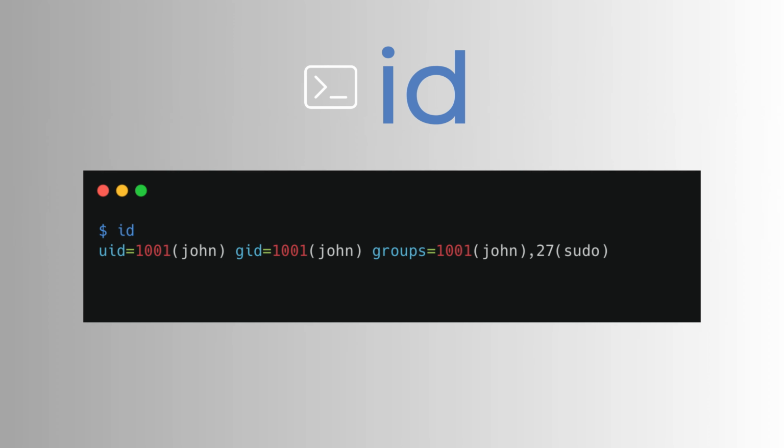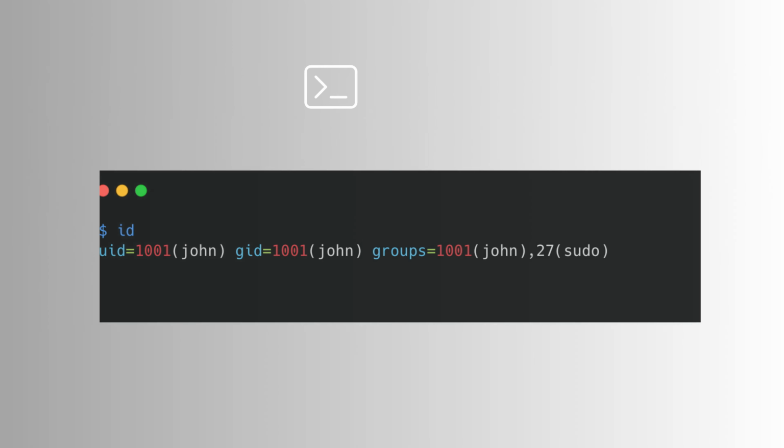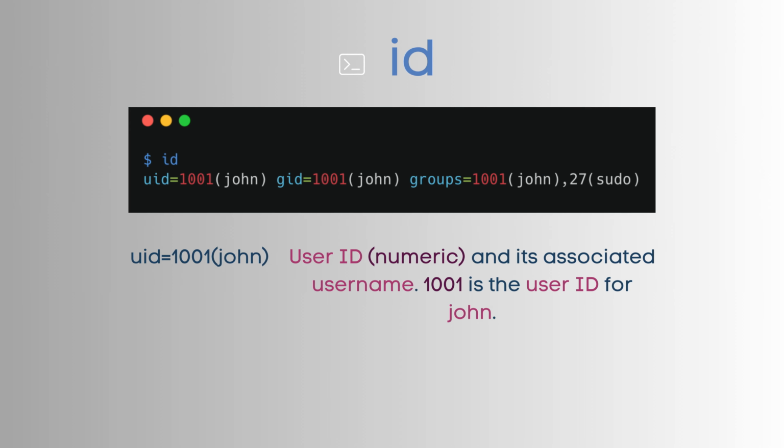The fourth one is id, which basically displays the user and group information of a specified user, or the current user's info if no user is mentioned. So in this sample output, you can find the UID 1001 (John) basically means that the user is associated with this username, and 1001 is the user ID for John.